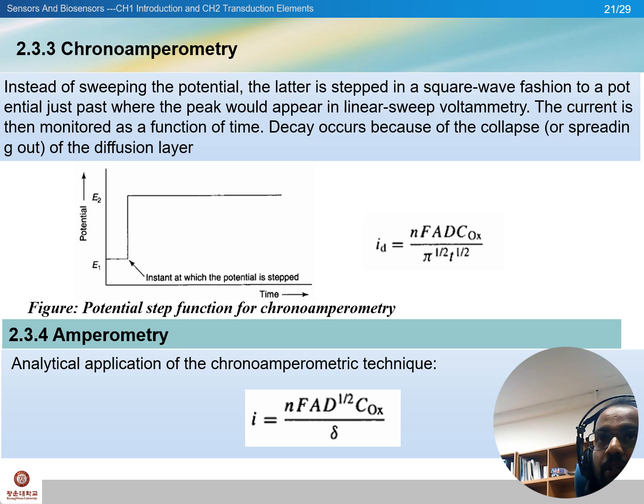Now chronoamperometry. Instead of sweeping the potential, it is stepped in a square wave fashion to a potential just past where the peak should appear in a linear sweep voltammogram. The current is then monitored as a function of time. Decay occurs because of the collapse of the diffusion layer. It is generally a function of a square root. Here we can see the graph showing the square root function. Amperometry is the analytical application of the chronoamperometric technique.